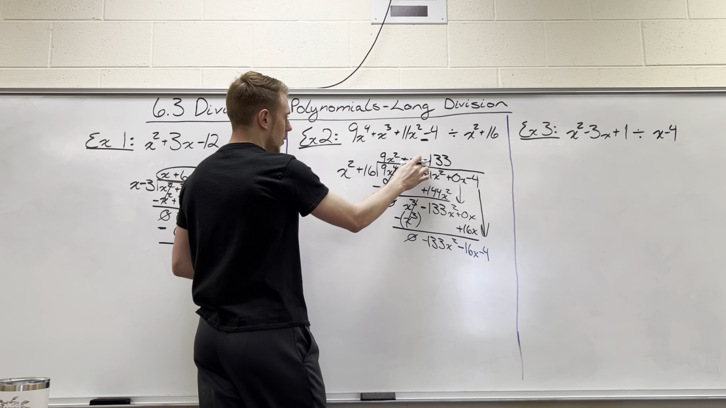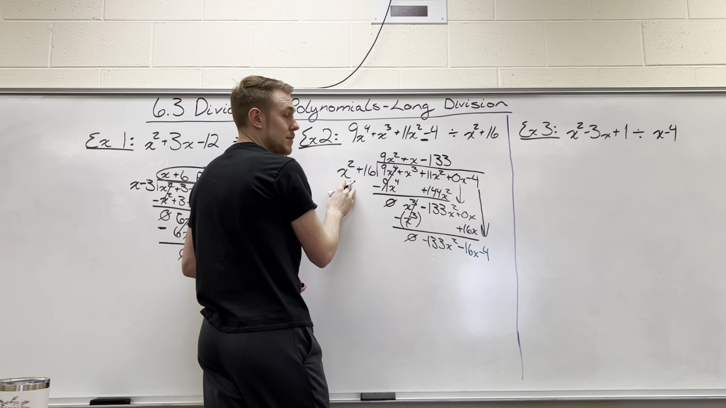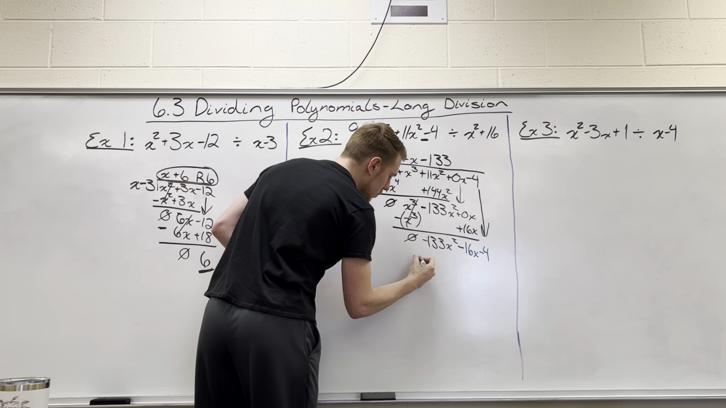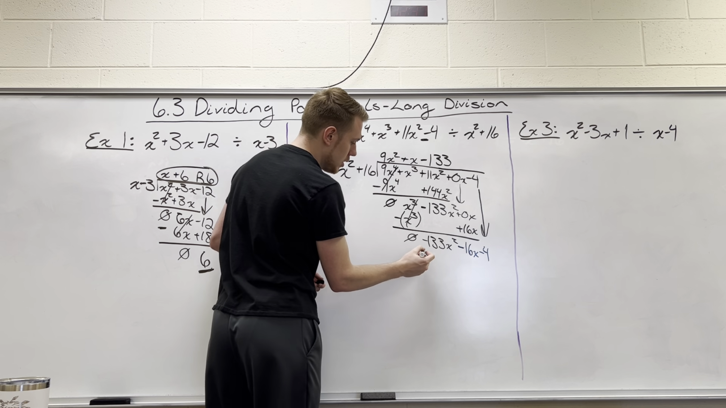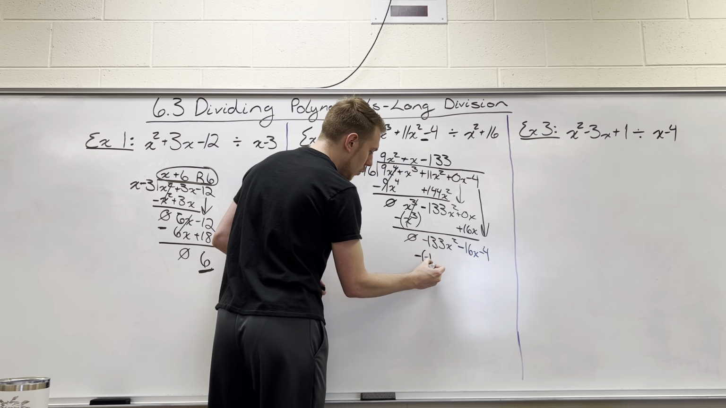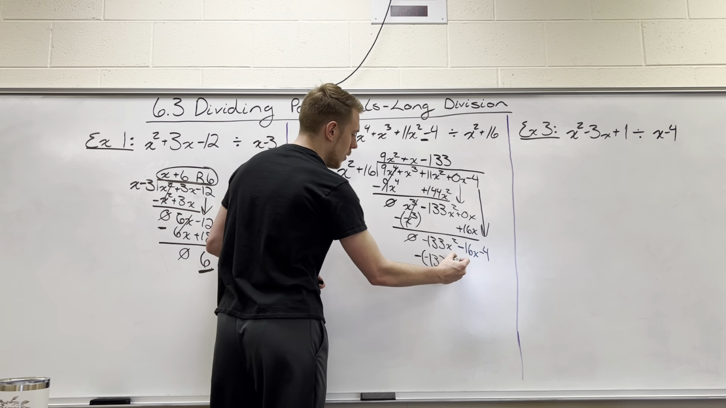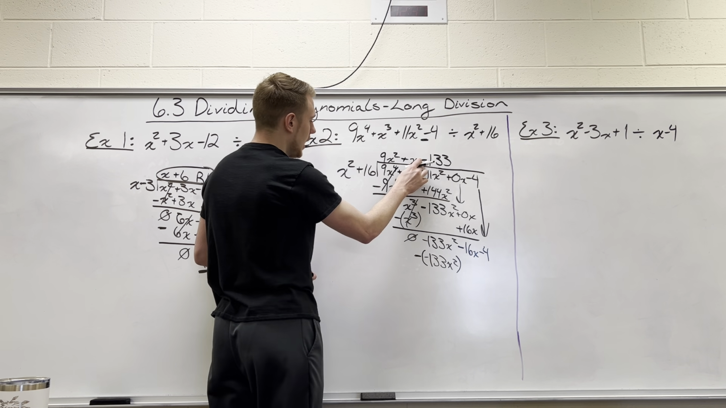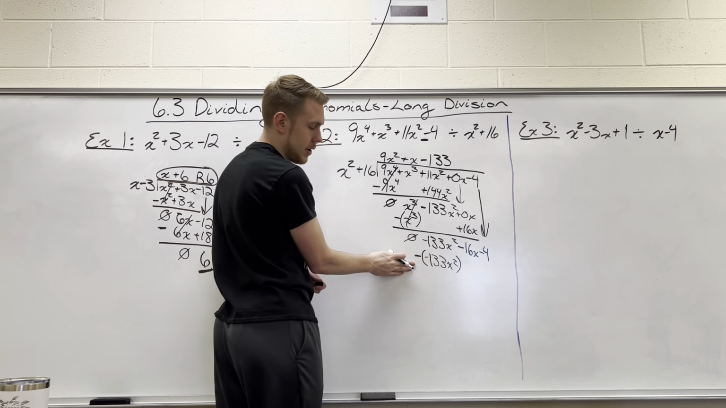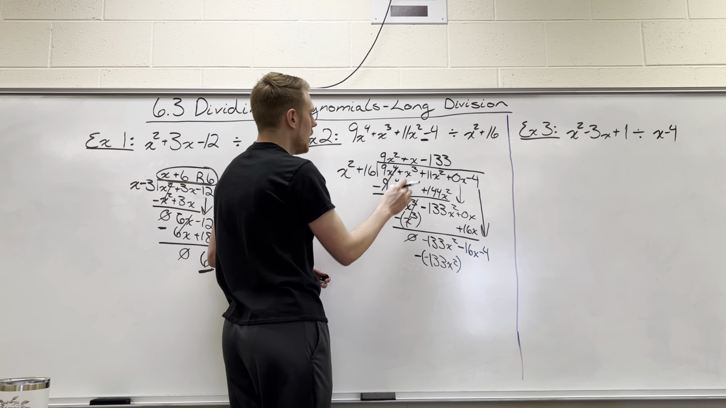Solve. X squared times negative 133. Don't forget it's always subtraction. So then here, negative 133x squared. Because a negative times a positive is a negative, we already do subtraction, so we leave it like that.